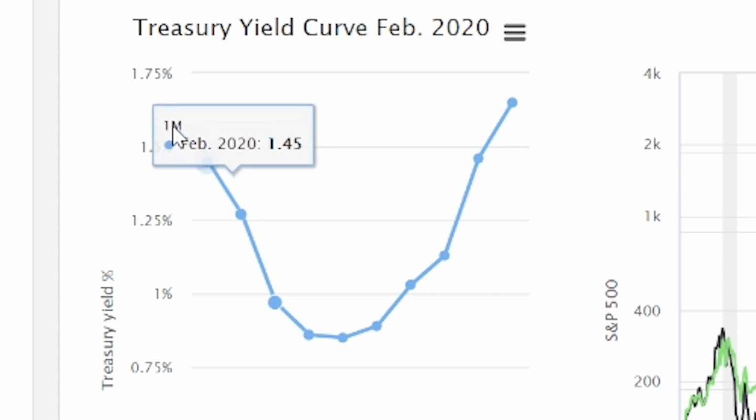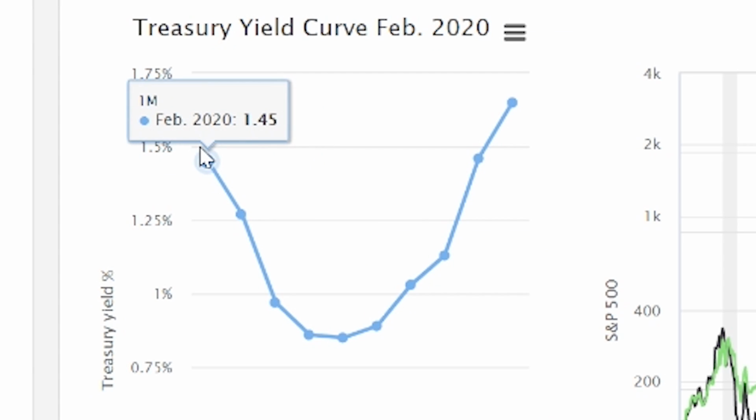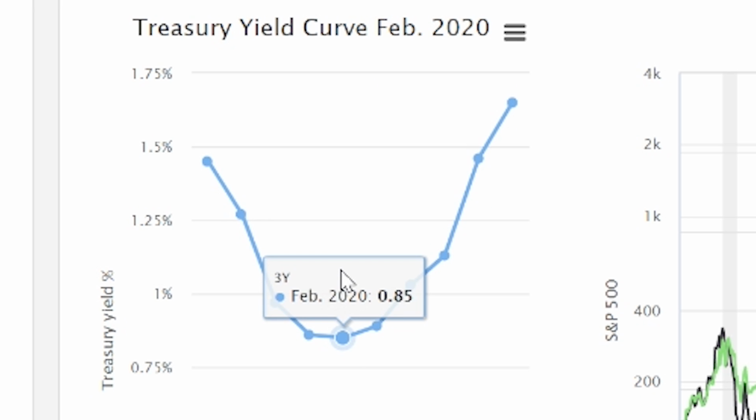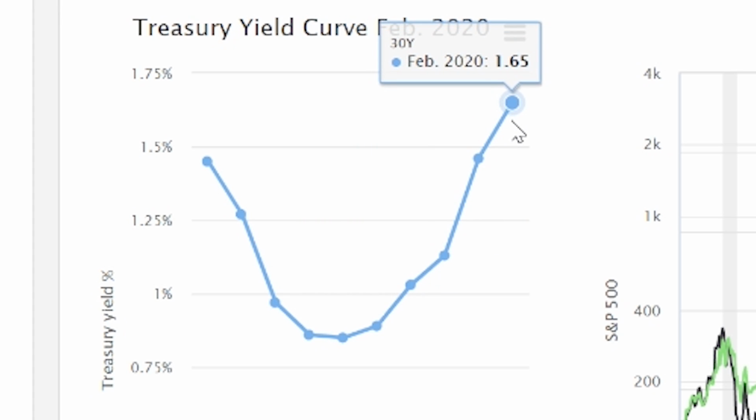As you can see right here, we have our yield curve graph. On the 1 month, we have a 1.45% return on a treasury bond. Down here on the 3-year, we have a 0.85% return on a treasury bond, which is like right around inflation. That's not good. And then the 30-year treasury bonds up here are around 1.65% in return if you were to get one today.